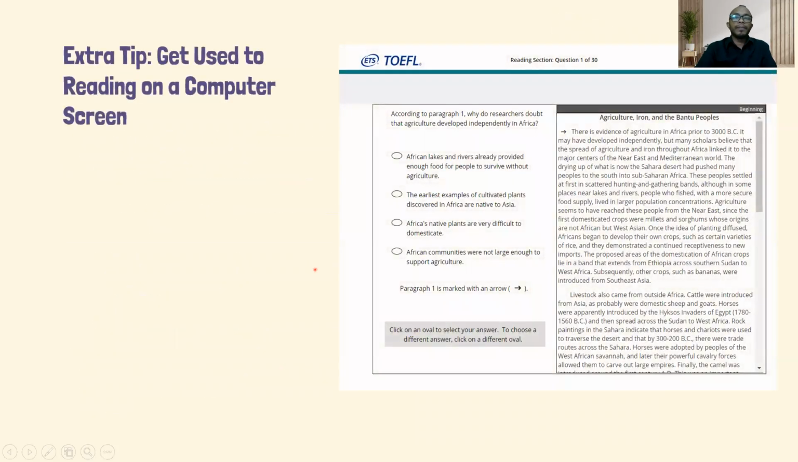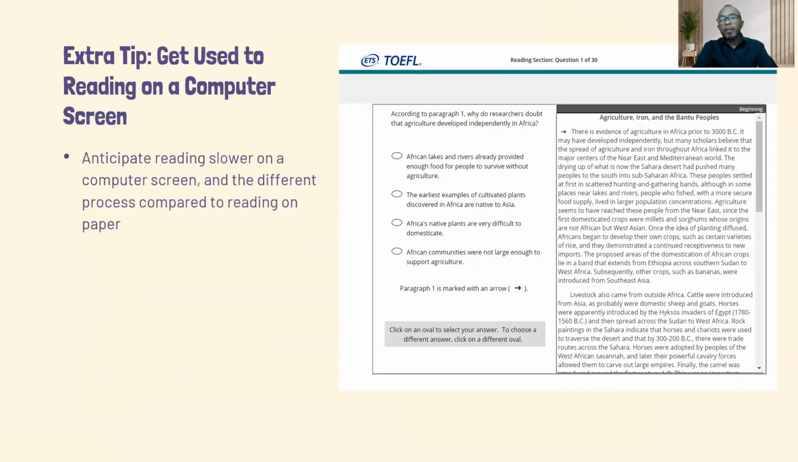Okay, now here's an extra tip that will also be beneficial for you to prepare. So get used to reading on a computer screen. So remember, the TOEFL iBT test will be conducted through a computer. So you will have to read the passage on a computer screen. And this, of course, can be challenging for people who are not very accustomed to reading on a computer screen.